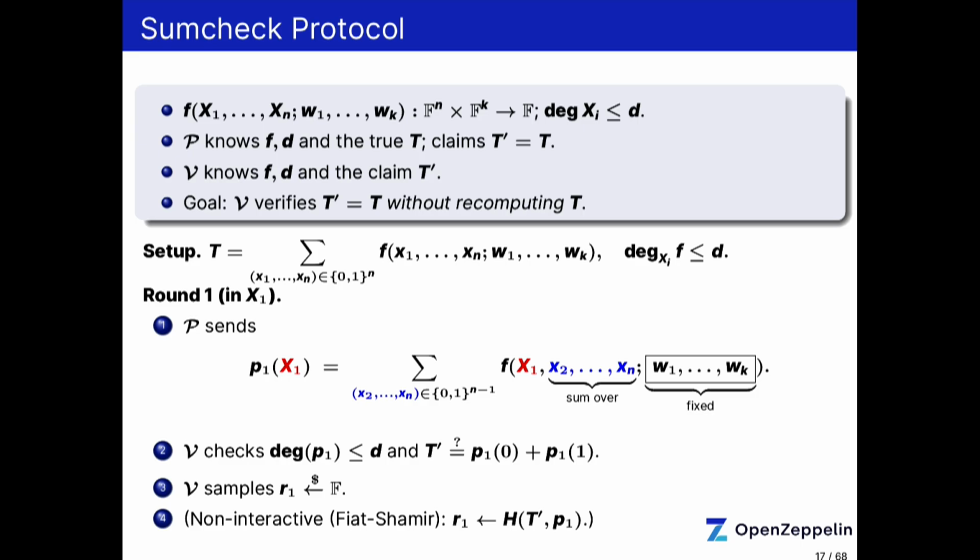Now, he takes this P1, he evaluates it at 0, then he evaluates it at 1, he adds the two, and here it's obvious that the sum of the two should equal T prime, right? So that's the first check that he does. Of course, the prover may be cheating, and T prime might not be the correct value, but if he is cheating, we will recover this later on, specifically at the final round.